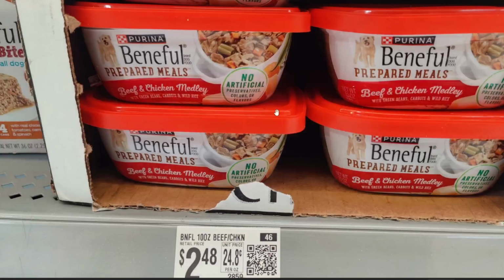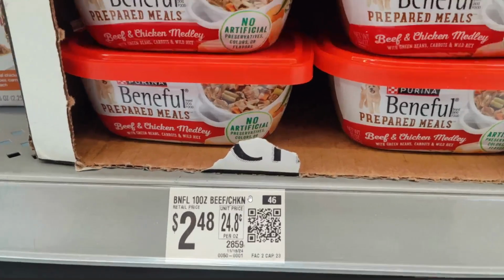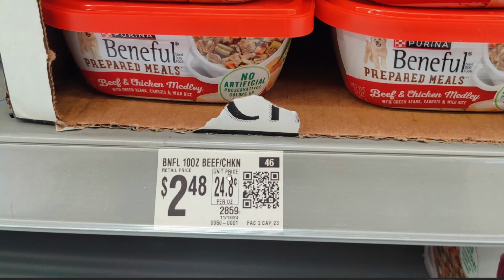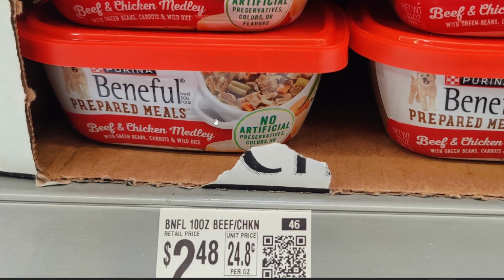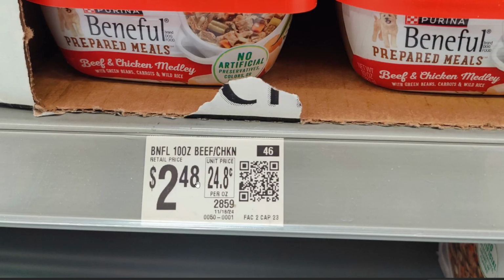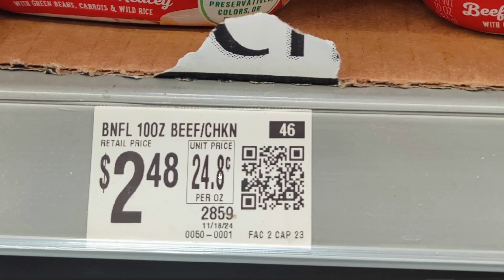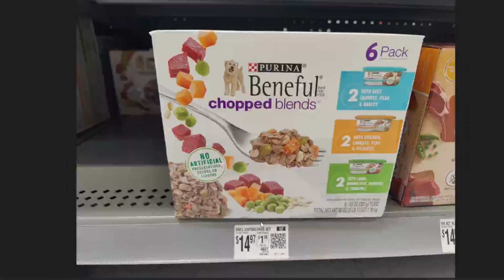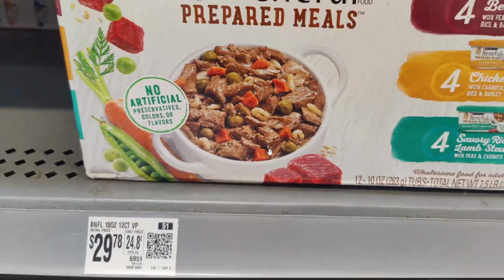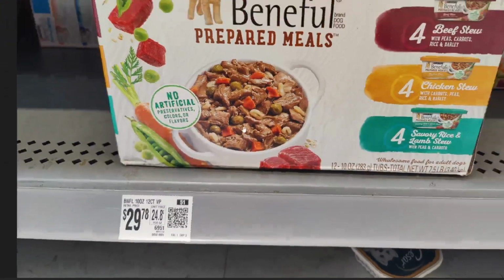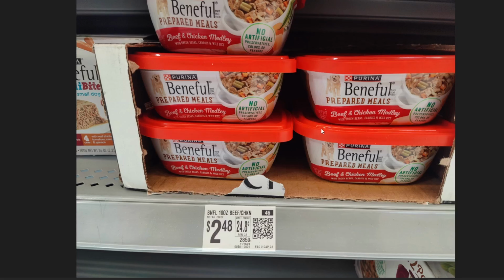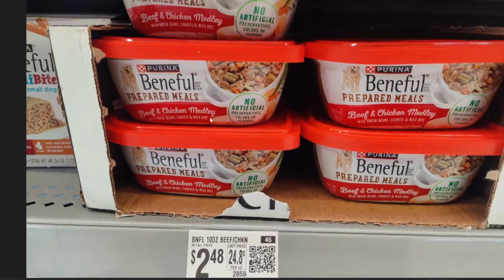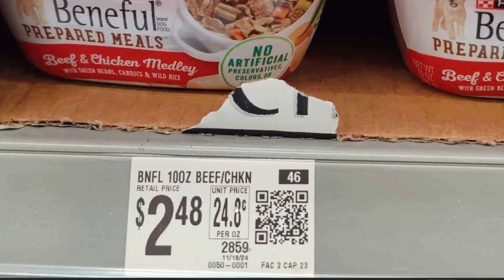But I want to show you that it's not always the case that the unit price is cheaper for the larger products. So here we have one single tub of this beef and chicken medley for $2.48, and you can almost do the math in your head here because this is 24.8 cents per ounce, which is exactly the same as this product, which is labeled correctly, the 12 pack. So there's no difference at all in unit price whether you buy the 12 pack or the individual packs. So in a case like this, it's really up to your needs, right?